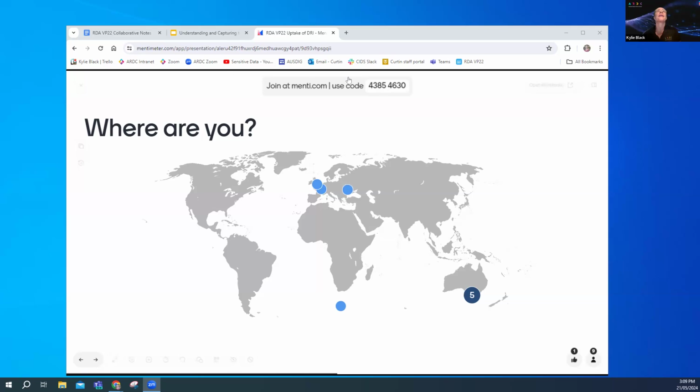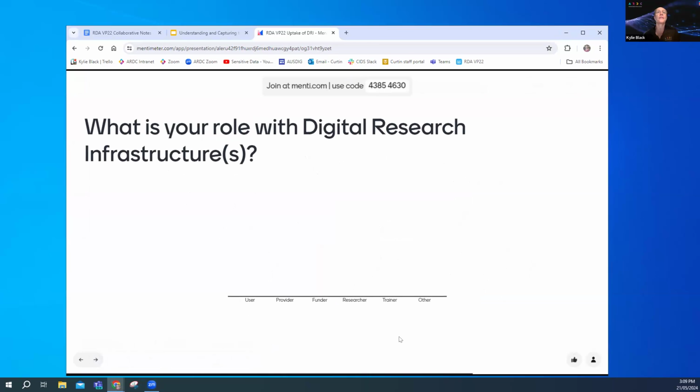Okay. So let's go to the next question. Now if you just click as many of these as apply to you and click the submit button, and we should see a bar graph starting to appear. There we go.